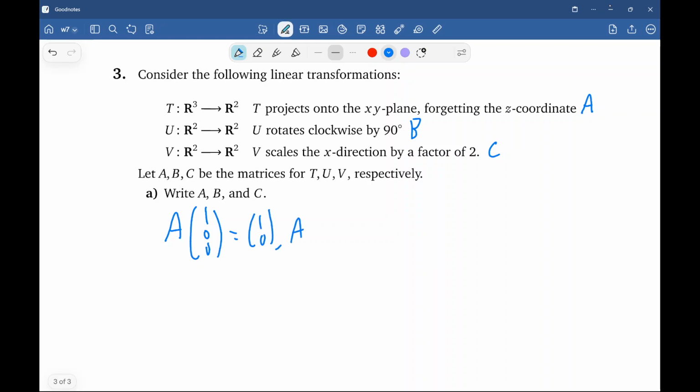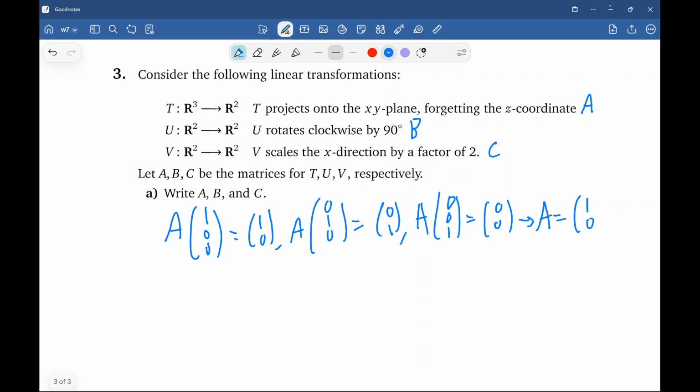I know that A of 0, 1, 0, similar process, is just 0, 1. And then A of 0, 0, 1, I'm ignoring the z coordinate, so it's just 0, 0. You can think of this geometrically. If you take the z-axis and you squish it down onto the xy plane, you're just going to end up at the origin. This tells me that A is 1, 0, 0, 1, 0, 0. Cool.